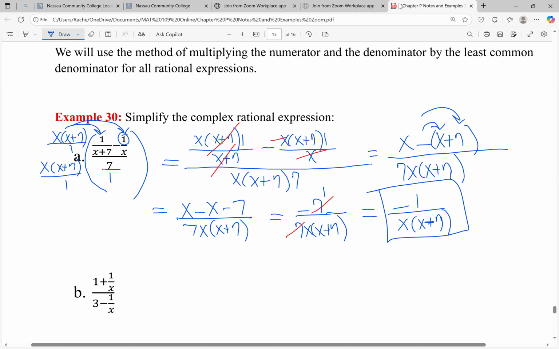And that's going to be my final answer. So that complex rational expression that we started with in A simplified to negative 1 over x times x plus 7. So we're going to use the same technique on the other two examples that we're going to do.